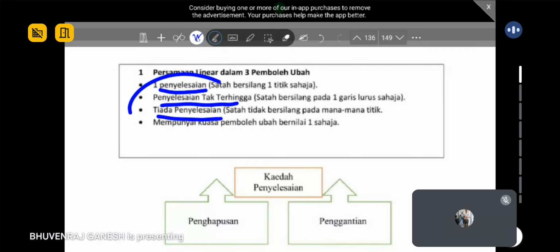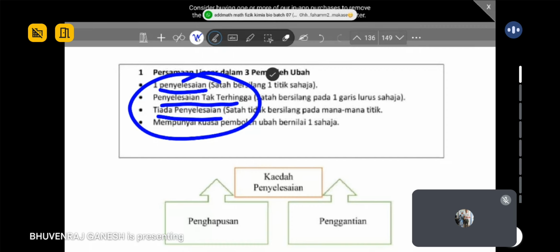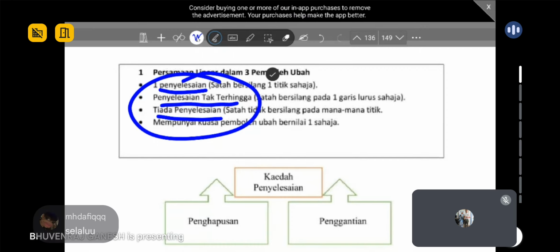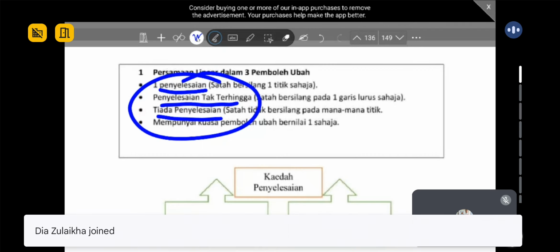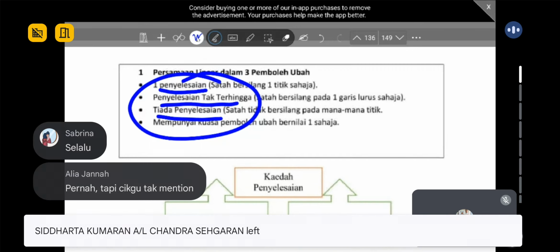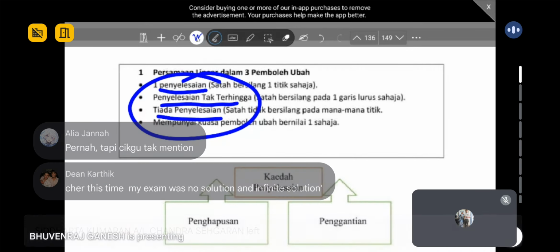Have you all heard of these guys? Yes or no? Pernah dengar tentang yang ni guys? What do you all think? Selalu dengar kan? Tak pernah dengar. Okay, harap hari ni kamu semua tahulah yang ni. You must know how to know which one belongs to which one. Okay, kamu kena tahu case mana adalah yang mana.